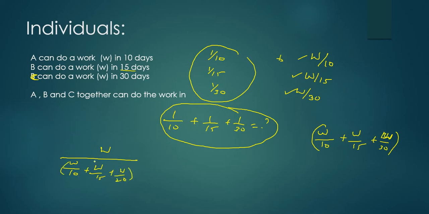Okay. Now if you take W common, you will get W times 1 by 10 plus 1 by 15 plus 1 by 30. W will get cancelled, which equals 1 by 10 plus 1 by 15 plus 1 by 30. This is 30 actually. This is how you do it in the exam.